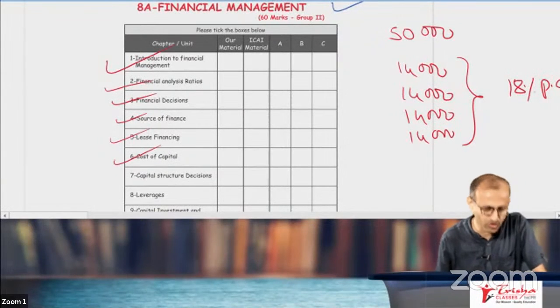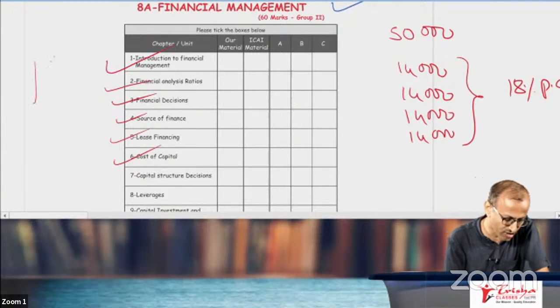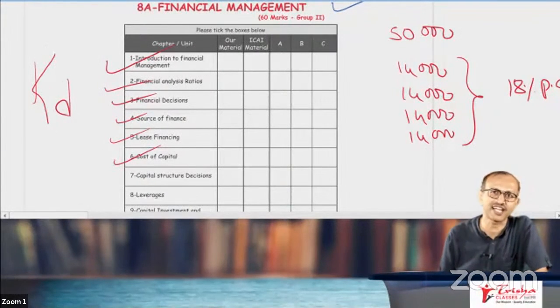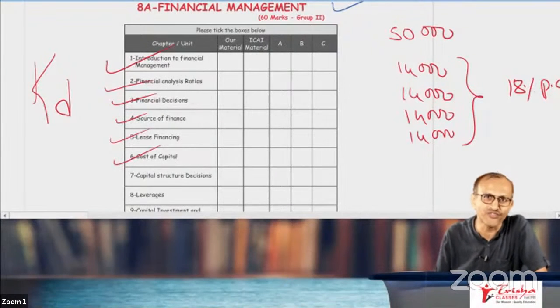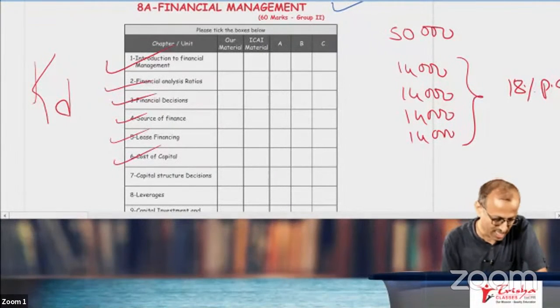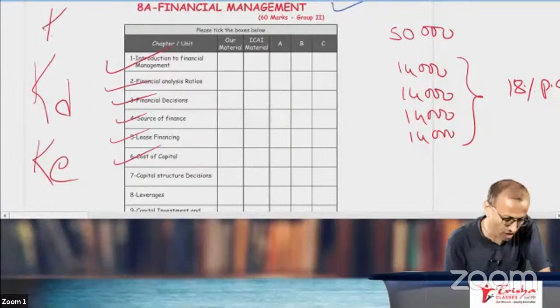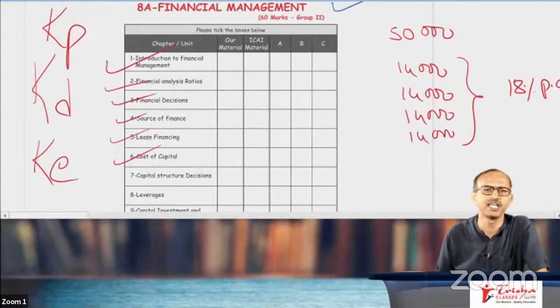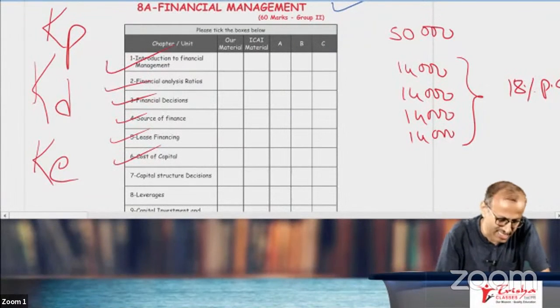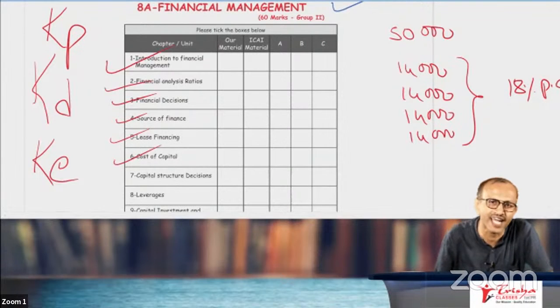I told you cost of capital. Have you heard KD? Have you heard KD? Hello, hello. You heard KD? Not in that Kannada meaning of KD. Cost of debt. Debt means debenture. There is cost of equity, cost of preference shares. Every source of finance has some cost. You have to learn, you have to understand.